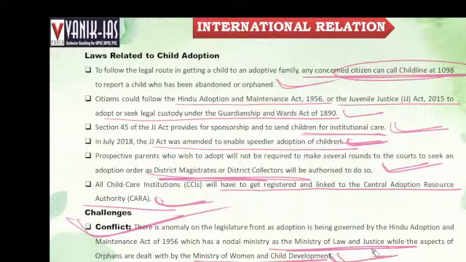The Ministry of Women and Child Development manages the CARA agency, but the Ministry of Law and Justice works as the nodal ministry for the Maintenance Act of 1956. So there is a conflict between the responsibilities of the two ministries that needs to be synchronized.